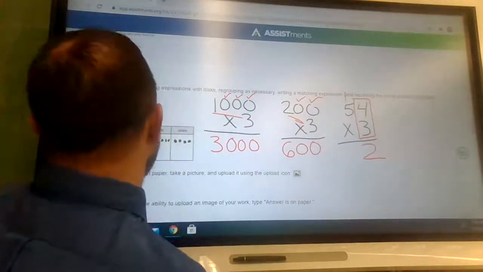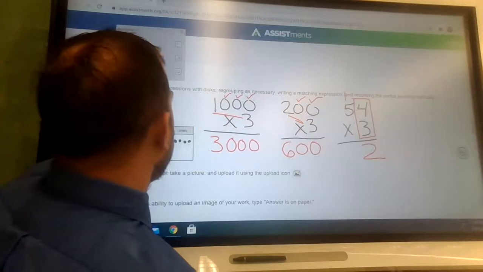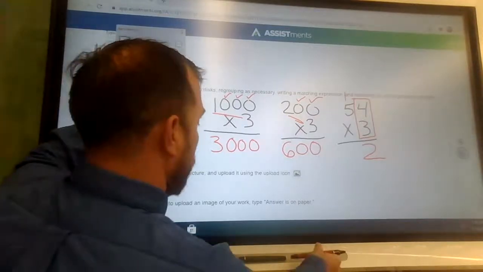Then we have to multiply the number on the bottom. I don't know why it won't switch to blue.